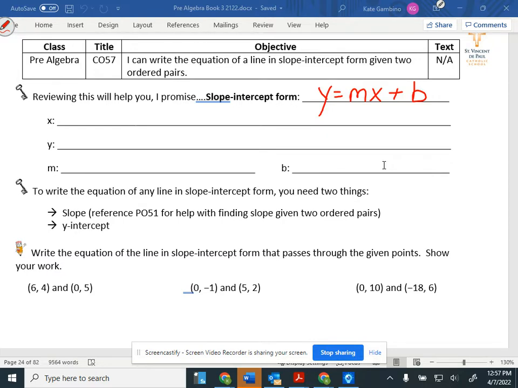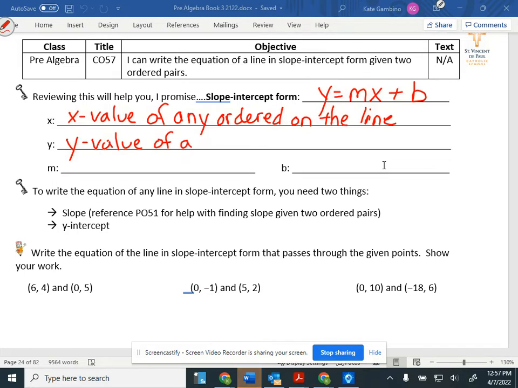So, what is the x? Who can tell me? Izzy? X value of any ordered pair on the line. So what is the y? Caitlin? The y value of any ordered pair on the line.